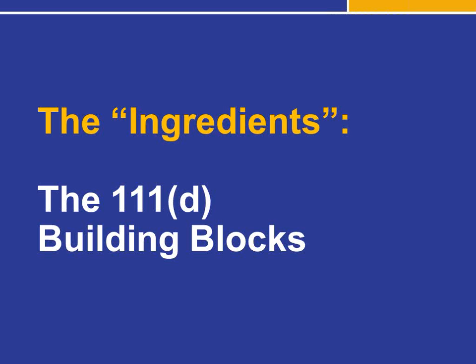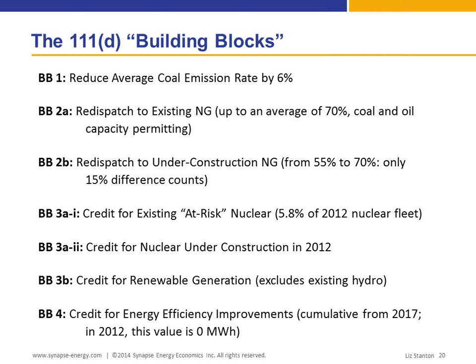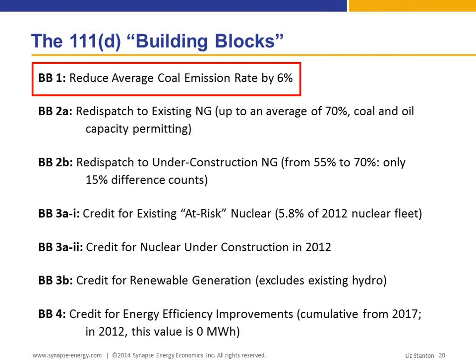The next thing to talk about is the ingredients of 111D, and these are what EPA is calling the building blocks. So there are 4 building blocks. I've broken them down into a few more because some of the building blocks have a few different measures under them. We'll start with building block 1. This is for each state to reduce its average coal emissions rate by 6%. And you can do that in any number of ways, but the end result would be achieving that.